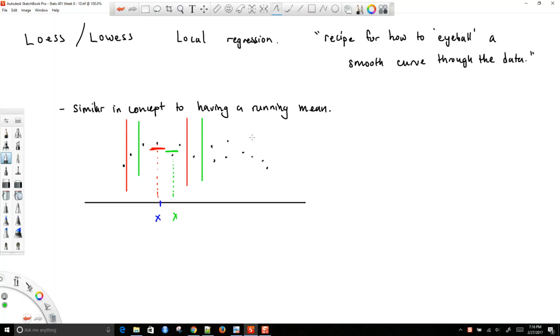So for each x, you look at a quote window of values that include some values of x above and values of x below. Okay, and then you just take the mean of those values.